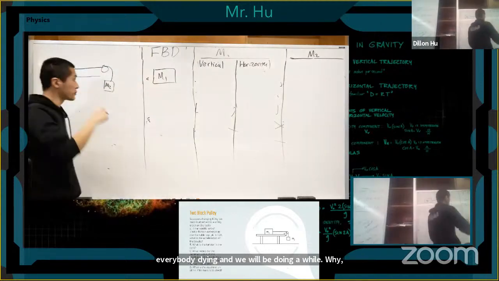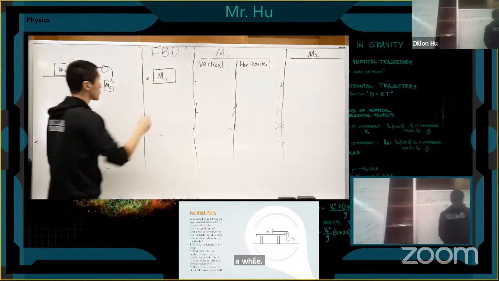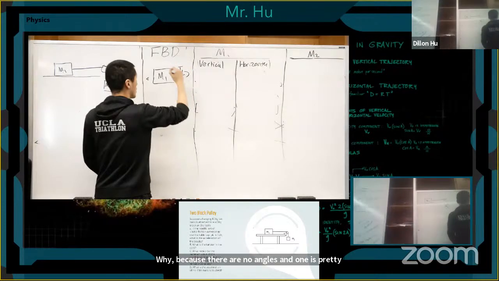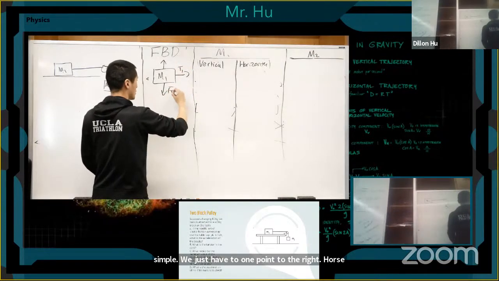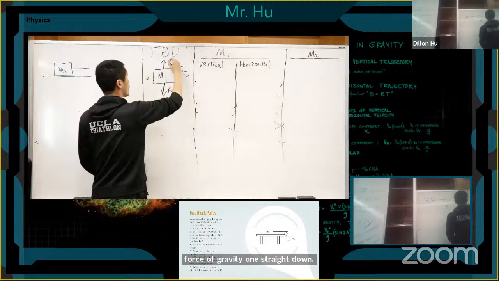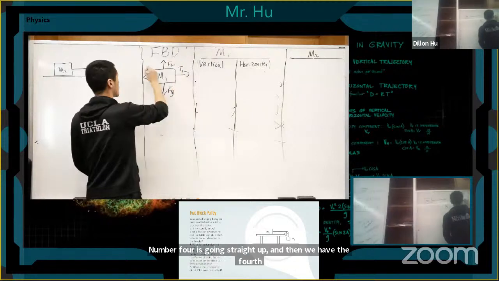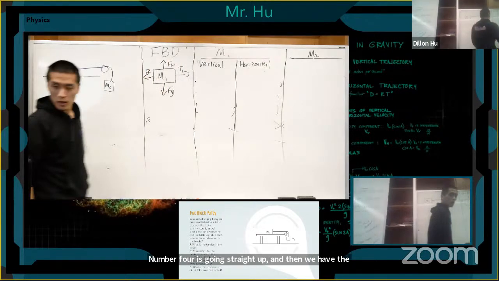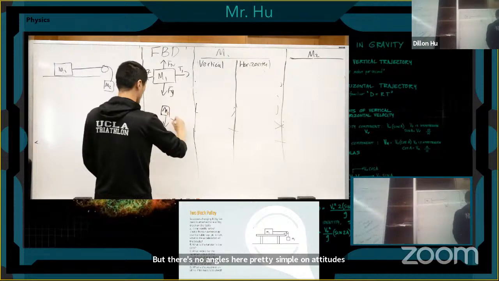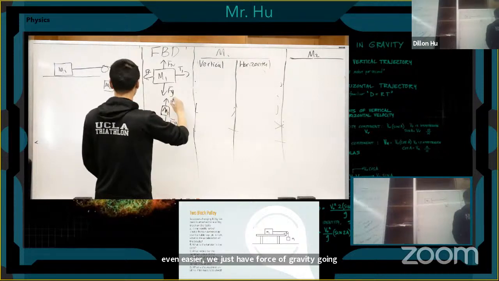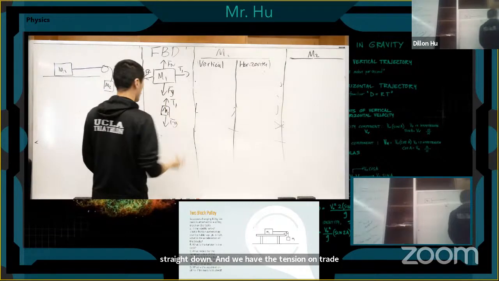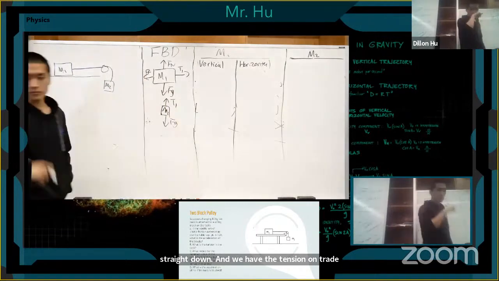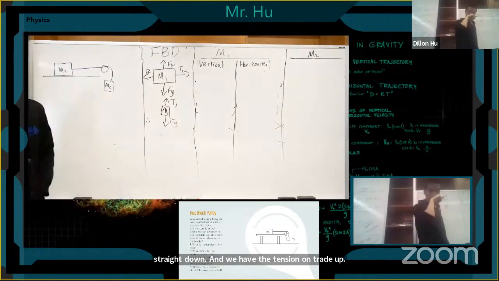M1 is pretty simple. We just have T1 pulling to the right, force of gravity pulling straight down, normal force pulling straight up, and then we have the force of friction resisting the motion. There's no angles here, pretty simple. M2 is even easier. We just have force of gravity going straight down, and then we have the tension going straight up. Pretty straightforward.